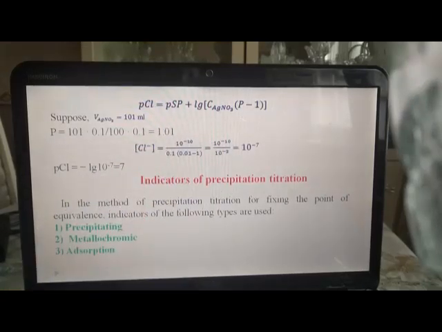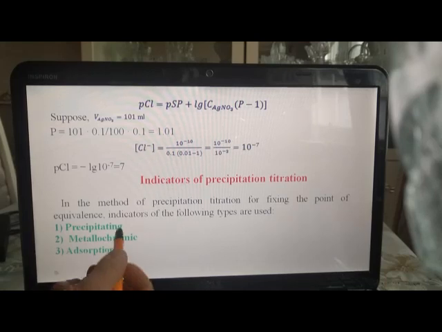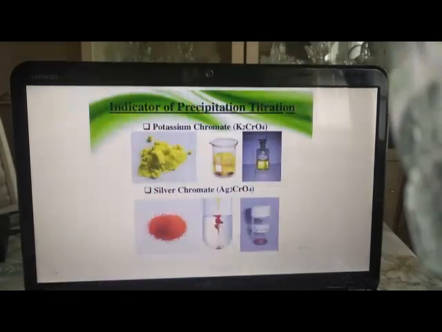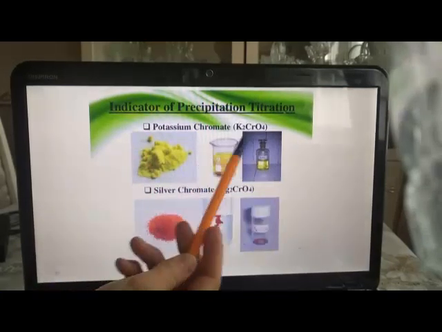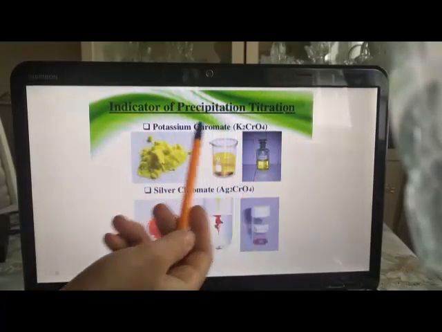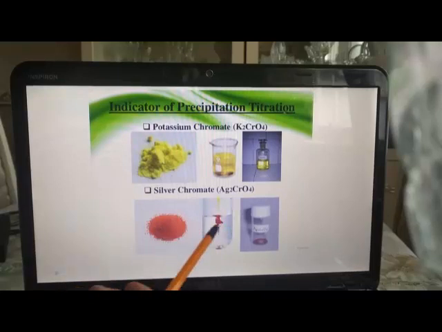Indicators of precipitation titration. In the method of precipitation titration, for fixing the equivalent point, indicators of the following types are used: precipitating, metallochromic, and adsorption. For example, potassium chromate is used in the Mohr method, forming silver chromate.